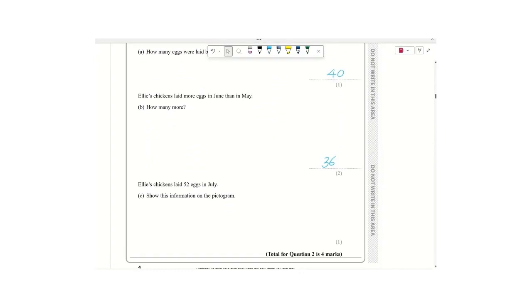And then part C, in July, they laid 52 eggs.